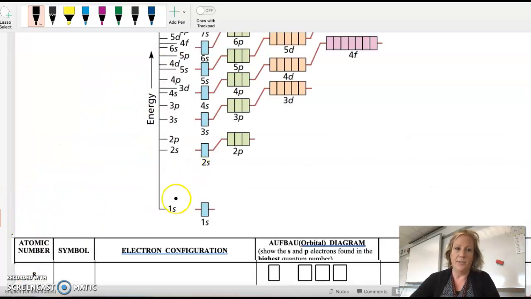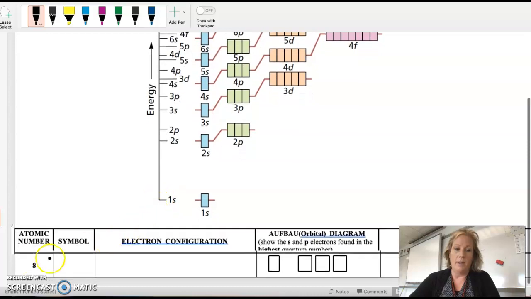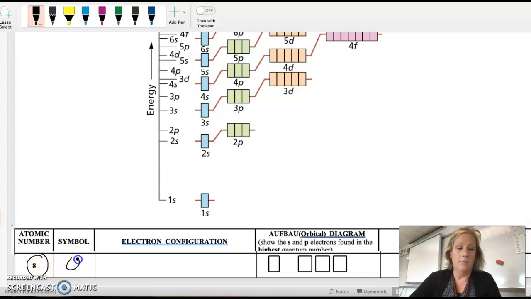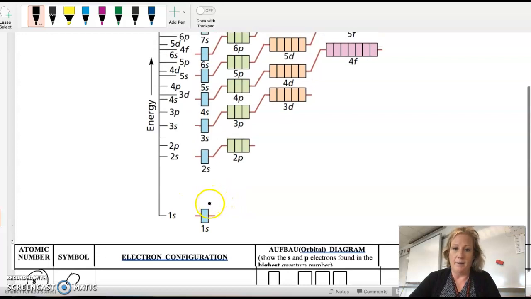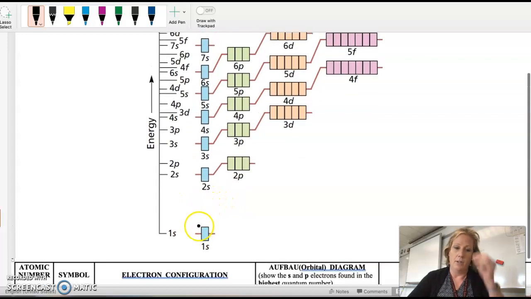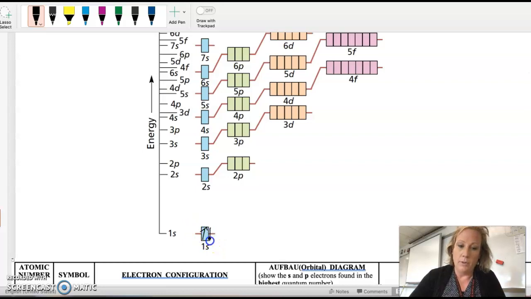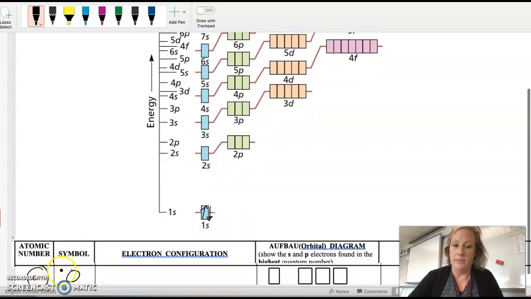We're going to use those rules I just taught you. Let's do this element. It's on your worksheet. Atomic number 8 is oxygen. That means we're going to assume it's neutral and have 8 electrons. So I'm going to use this diagram to help me write out the electron configuration. I'm going to put 2 of those electrons in this first orbital. These orbitals are colored boxes. And I need to place all 8 electrons.